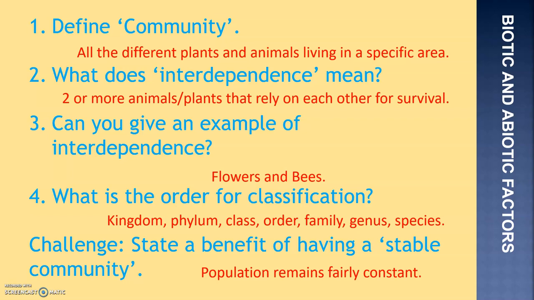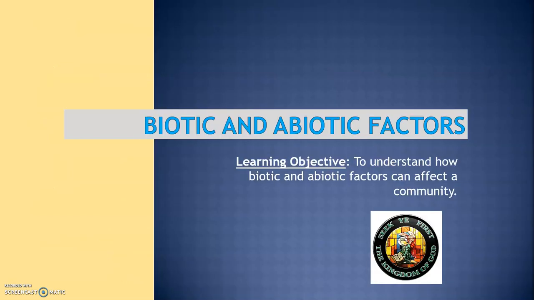Brilliant. So we're going to be moving on to today's topic, okay? Our learning objective is to understand how biotic and abiotic factors can affect a community. So like we always do, I would like you to write down your learning objective. I need you to write it down now because I'm going to wait for you to do that. So pause the video and write it. Are you all done? Well done. That is brilliant.